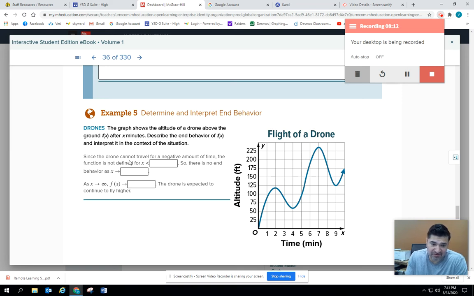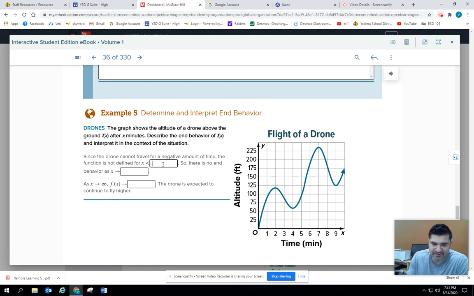Since the drone cannot travel for a negative amount of time, the function is not defined for x less than 0. So we can't go back in time. We can't go minus 1 minute. So right here, x cannot be less than 0. So there is no end behavior as x approaches negative infinity, right? There's nothing over here.